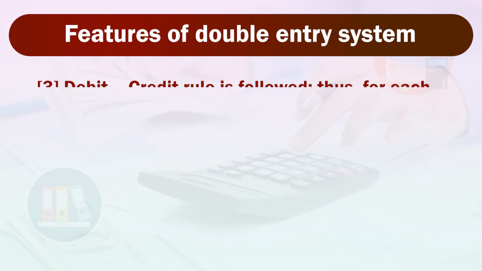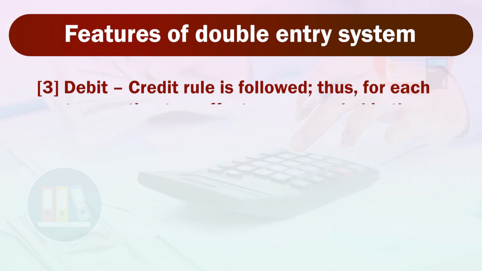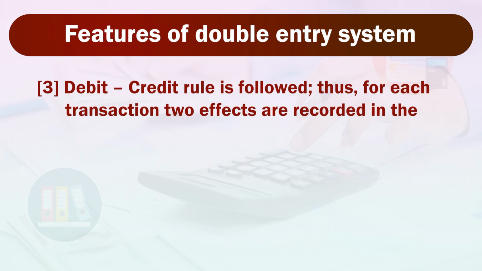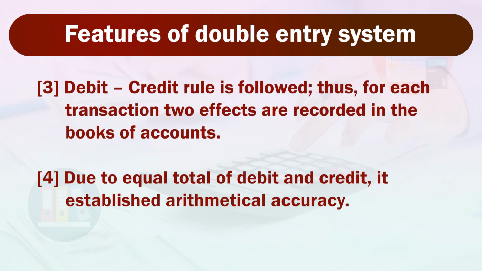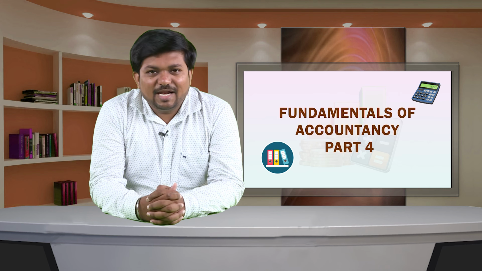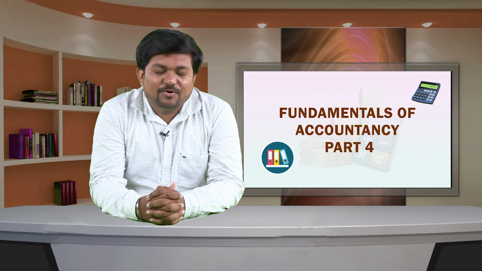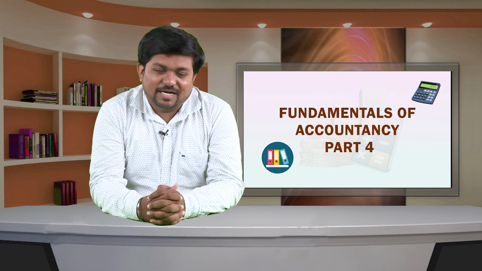The third feature is that the debit and credit rule is always followed. Thus, for each transaction, two effects are recorded in the books of account. The last and fourth feature is arithmetical accuracy. Due to the equal total of debit and credit, arithmetical accuracy is established. The double entry system is to be followed in chronological order only.